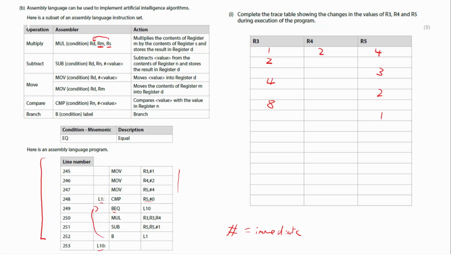8 times 2 is 16. And we write down a 0 here. So we are back. If we've just put 0 in this stage, we then branch back to L1, compare 0 to R5. It is equal, so we branch if equal, we go to the end of the program, which is here.